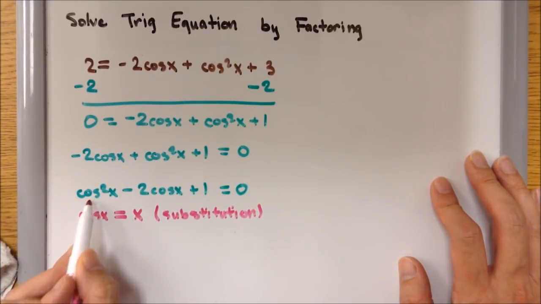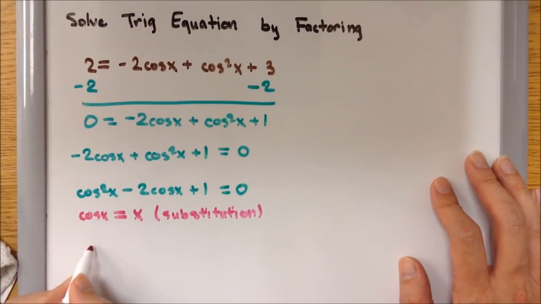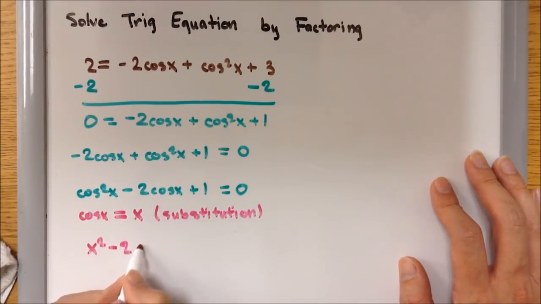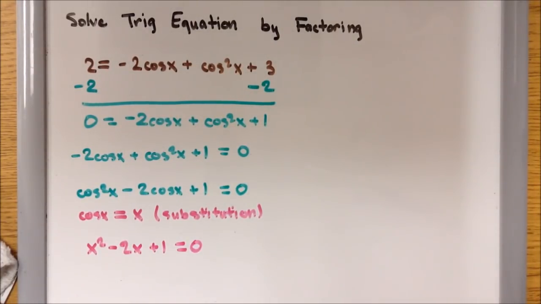So here it says cosine square of x. That means I'm going to put x squared, and then minus 2 cosine of x, so I'm just going to write x, bring down the plus 1 equals 0. So now it just looks like the spiral question that you had on all your tests.